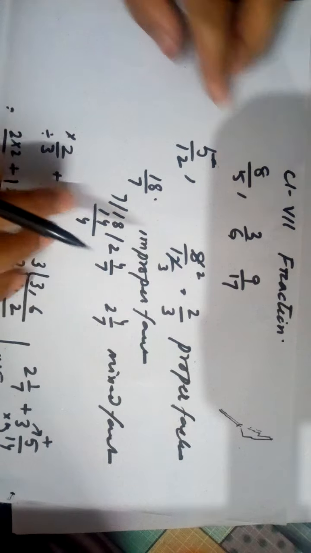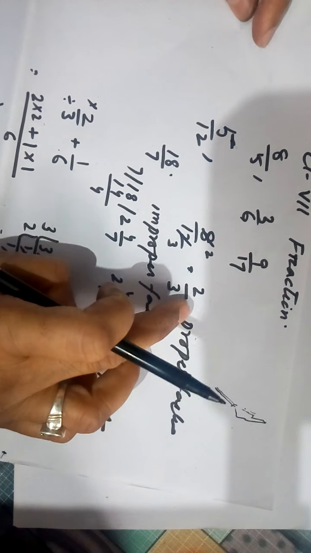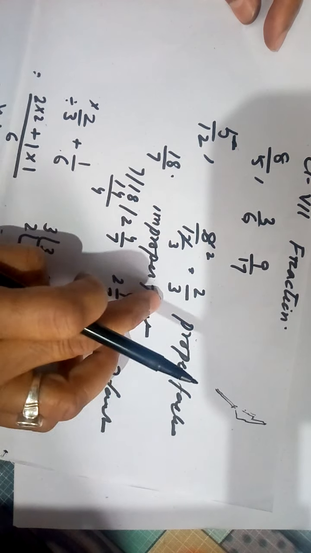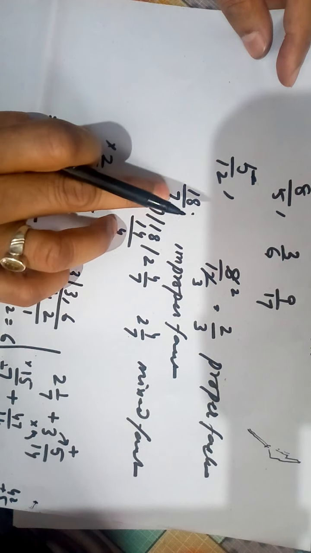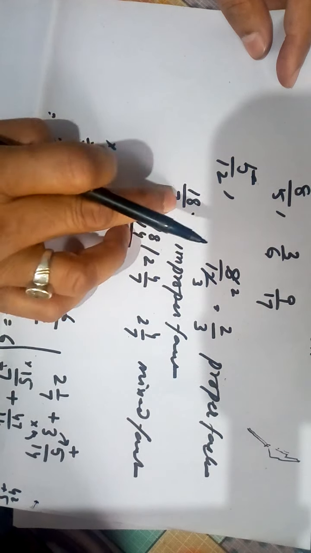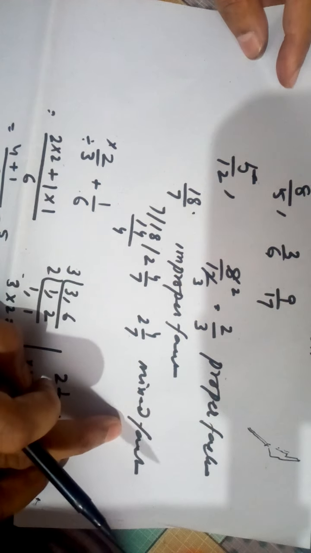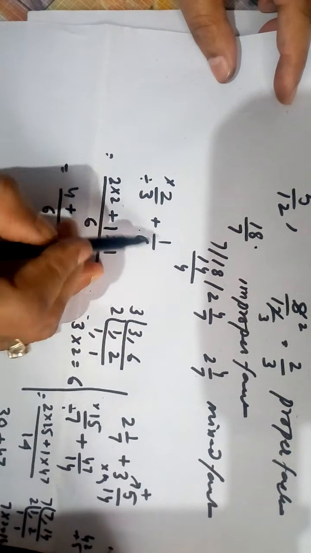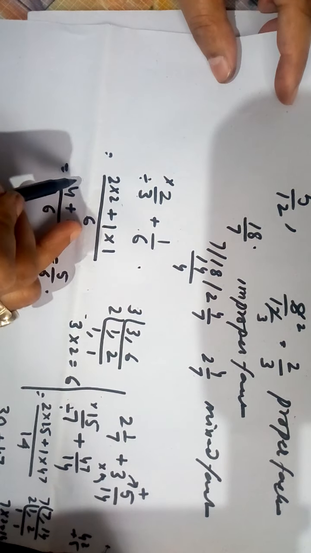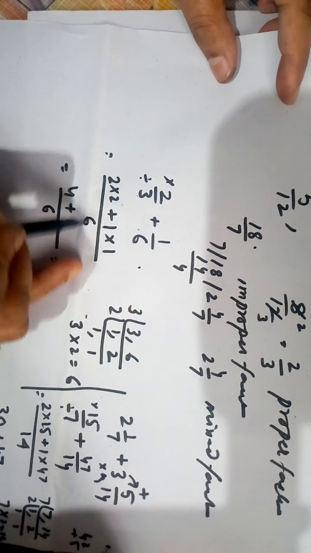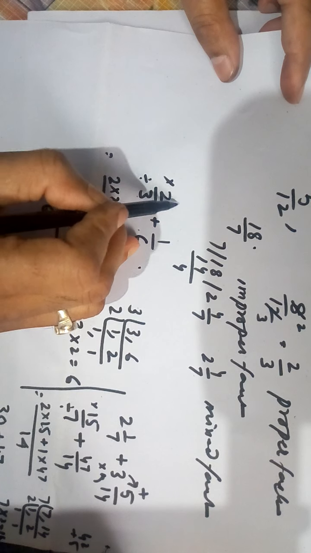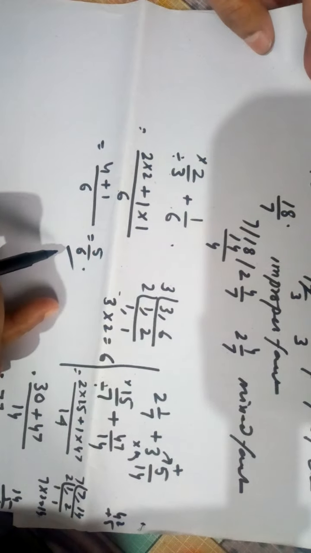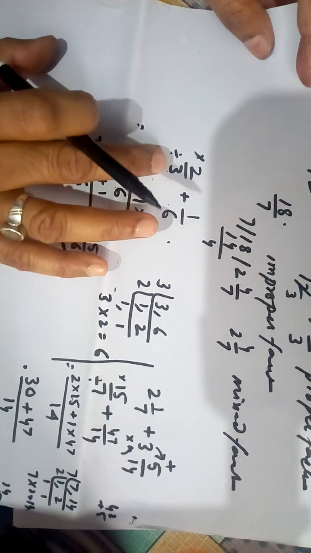Any number with a numerator and denominator will be a fraction. If you cut it by the same number, you get the smallest one, 2 by 3, this is called the proper fraction. If the numerator is greater than the denominator, this is called the improper fraction. And if you divide it, we get the mixed number, mixed fractions. How to add? I gave one example, suppose 2 by 3 plus 1 by 6. Find the LCM, then divide the LCM by the denominator and multiply by the numerator. You get the answer this way. This is the type of addition of fractions.